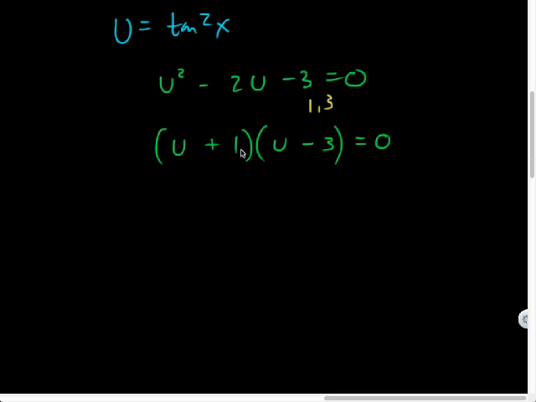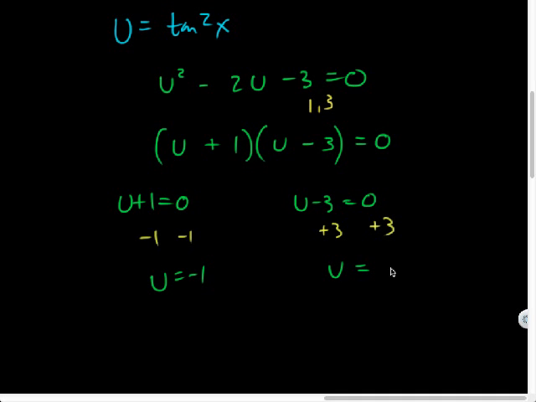So now I've got the product of two factors equals 0, so therefore either of those is equal to 0. And I solve them. You see, friends, solve them. And I get u equals -1, or u equals 3. I like it.